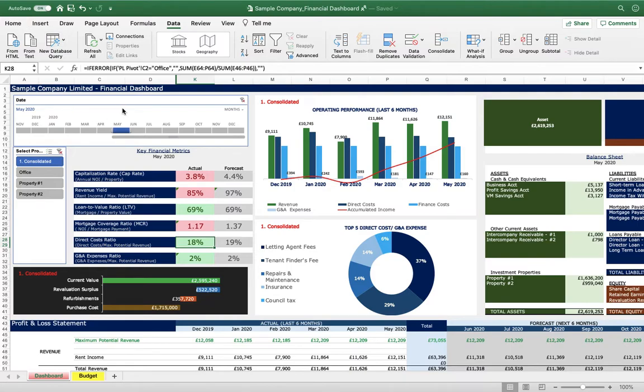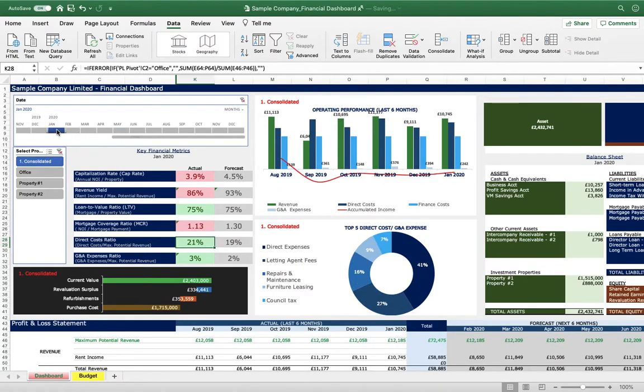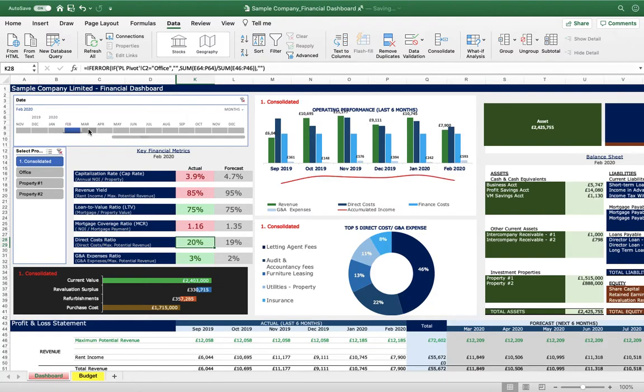So the first thing to say is that the concept of this dashboard is that it's really supposed to be a full historical data source, so that every bit of data you have in your accounts can be uploaded and stored within this dashboard, so you can at any time go back to a given month to see how the portfolio was performing at that point in time.